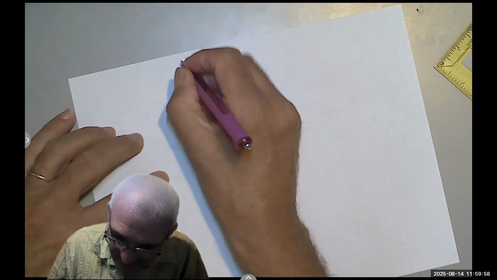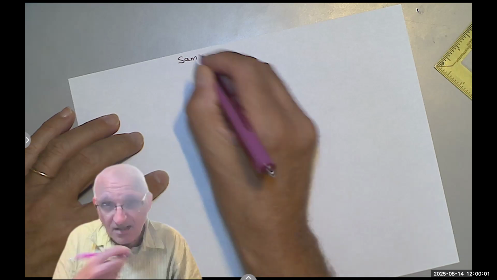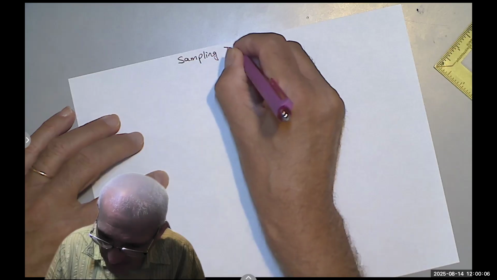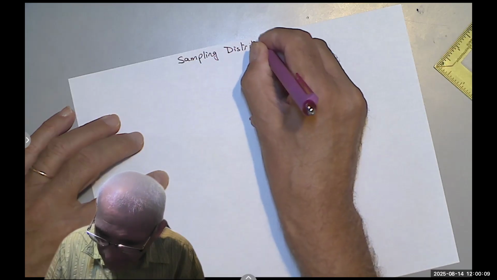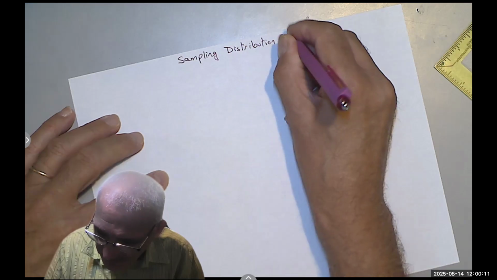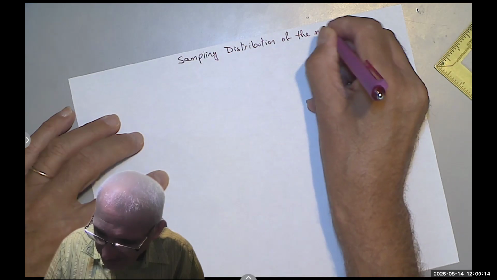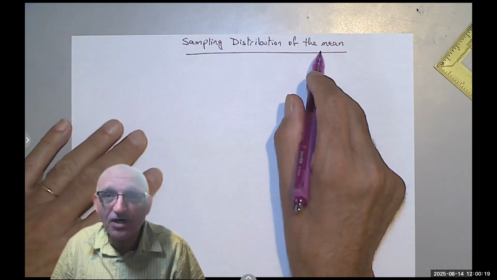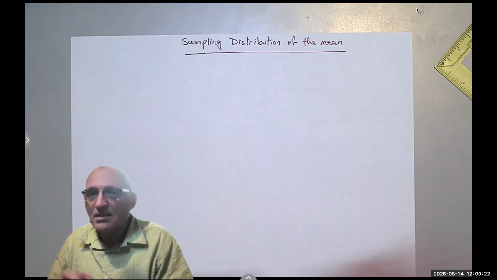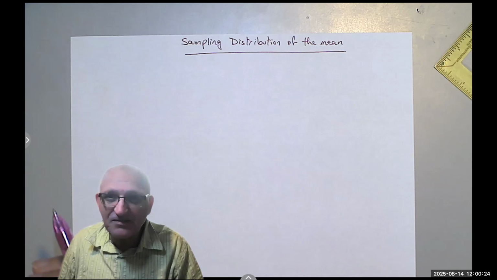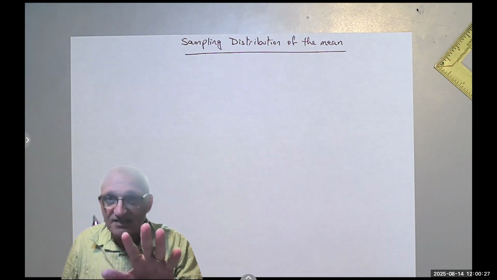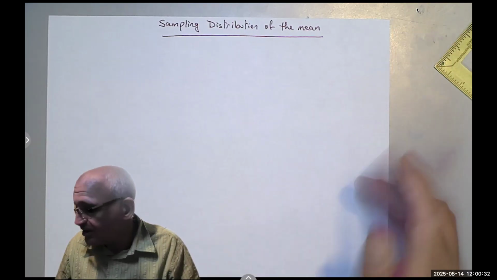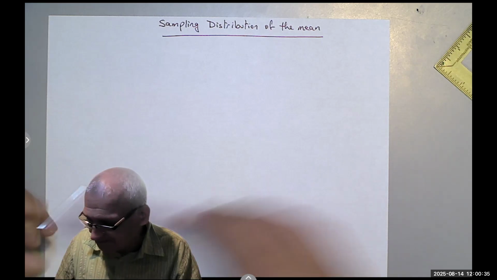We call that the sampling distribution of the mean, mu, okay? But we are going to find the sampling distribution of the mean of a sample. That's why we call that X bar, not mu. We'll discuss the difference between sample and population when we start the statistics.